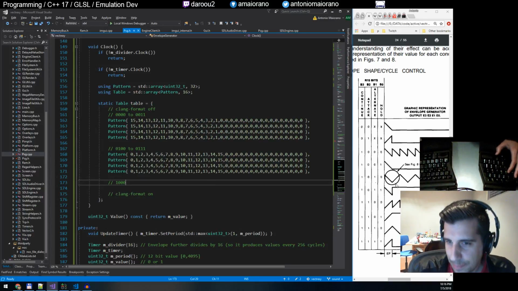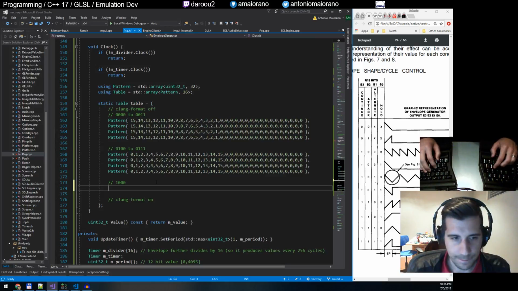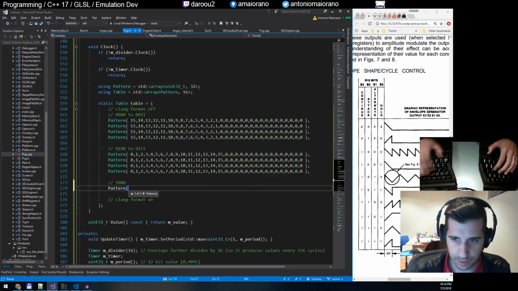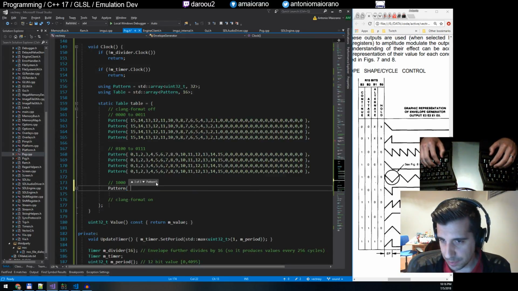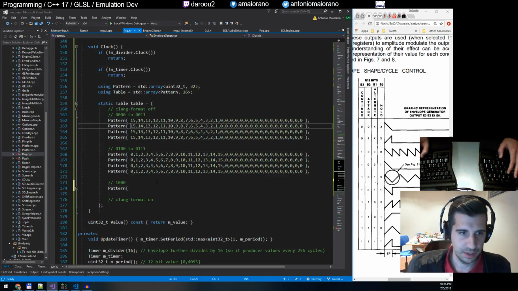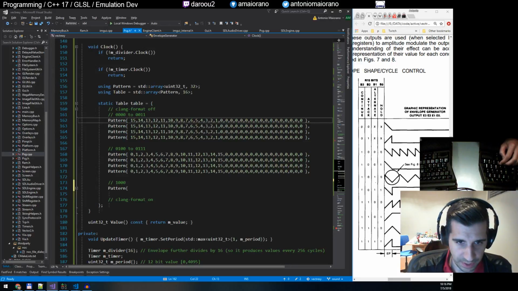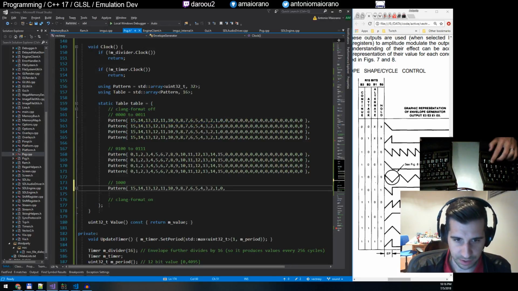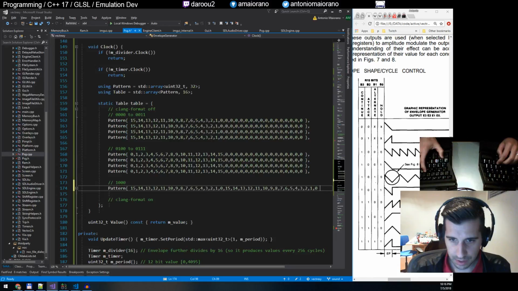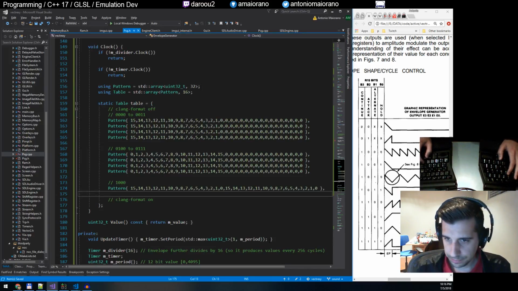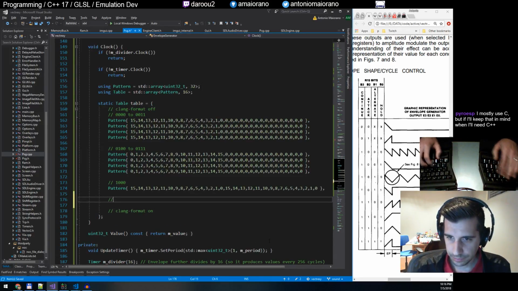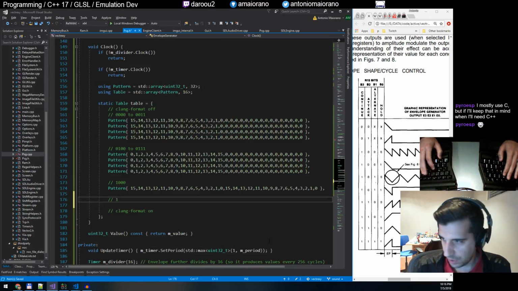All right, next pattern is this one here, right? So this one here is basically the same as above, repeated. So 15 to 0 and then 15 to 0. Cool. And this is 1001.